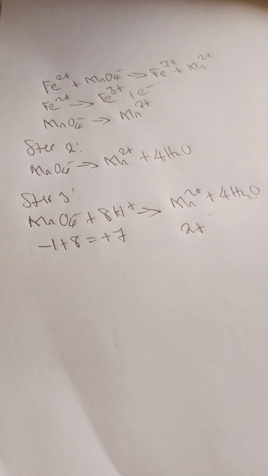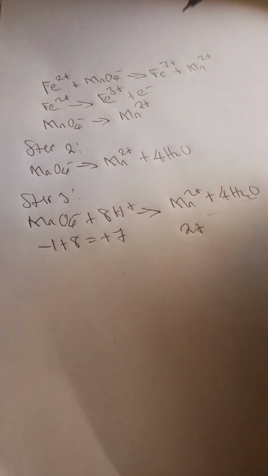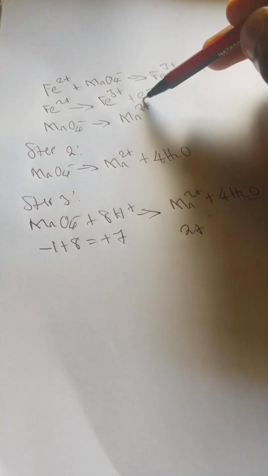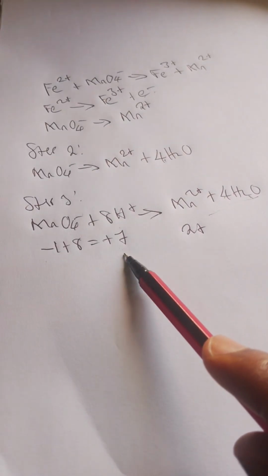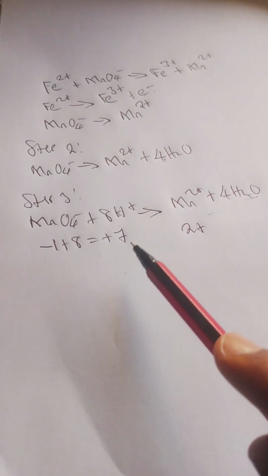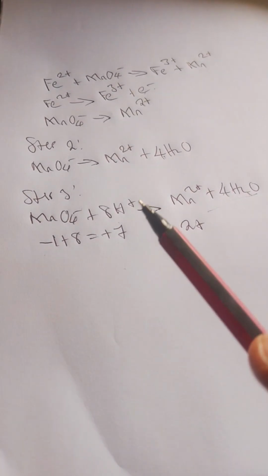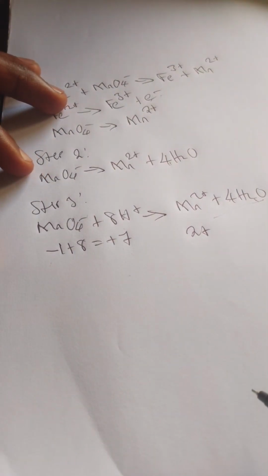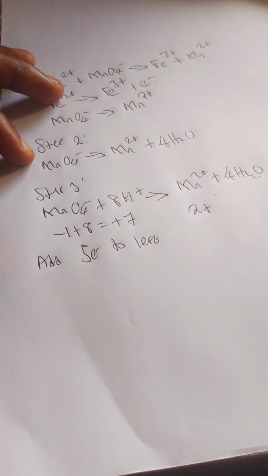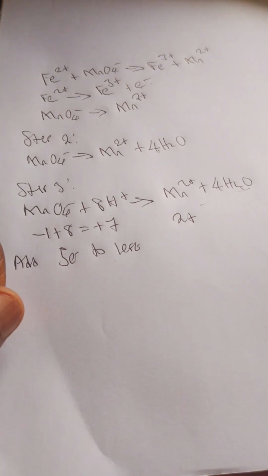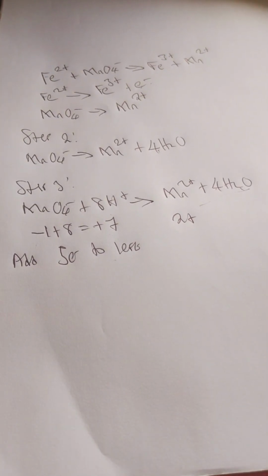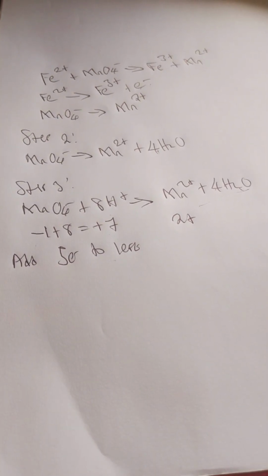You do what we did in the first place. When balancing, we added an electron, but here for the charges to be 2, we need to add what? 5 electrons, which means add 5 electrons to the left side. So that's what we do. We add 5 electrons to the left. Then let's go ahead and write the final balanced equation.